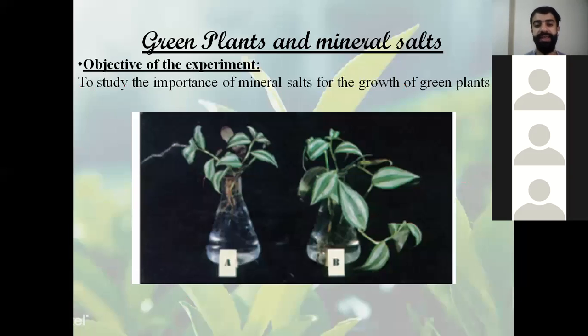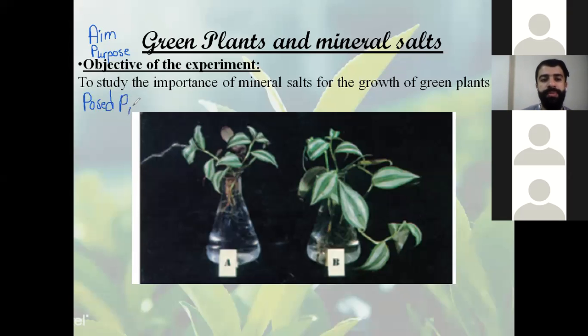Moving now to the second experiment. Second experiment about green plants and mineral salts. The objective of this experiment is to study the importance of mineral salts for the growth of green plants. As I mentioned before, the objective is the same as the aim, the purpose, or the goal. Who can give me what is the posed problem?